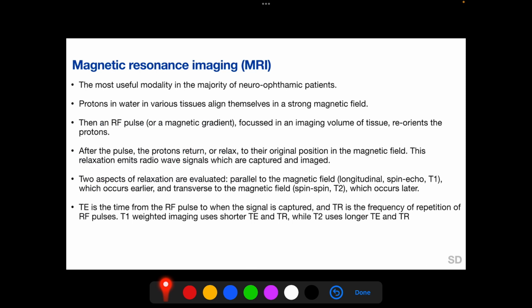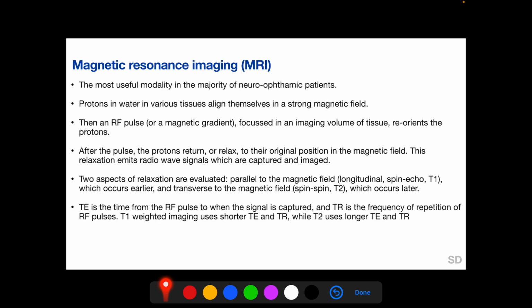Coming to neuroimaging, magnetic resonance imaging is the most useful modality in the majority of neuro-ophthalmic patients. The principle lies in protons in the water in various tissues, and these protons align themselves in a strong magnetic field. Then a radio frequency pulse or a magnetic gradient is focused on the volume of tissue to be imaged, which reorients the protons. After the pulse is extinguished, the protons return or relax to their original position in the magnetic field. This relaxation emits radio wave signals which are captured and used in producing the image.